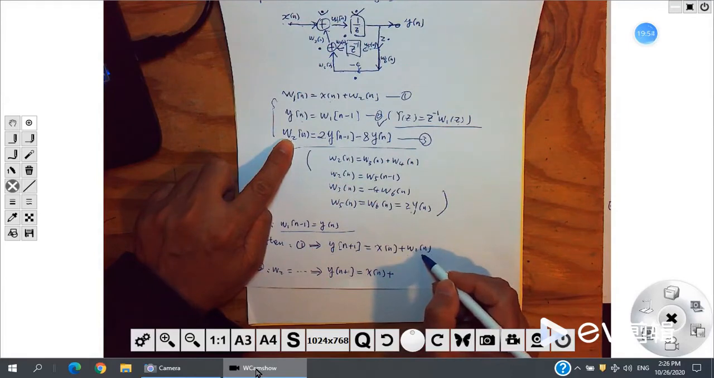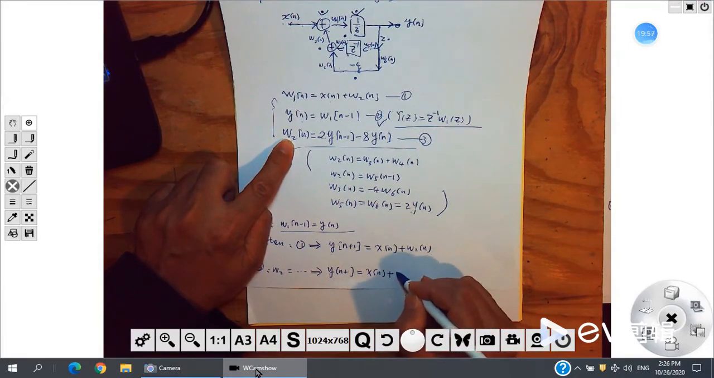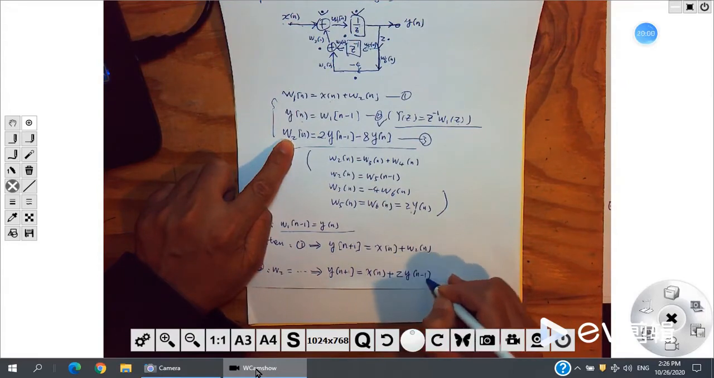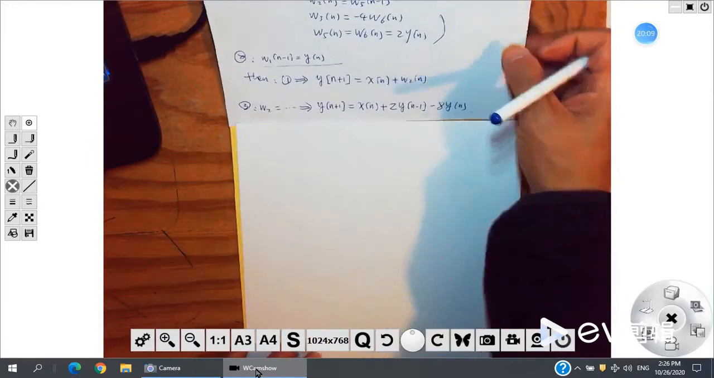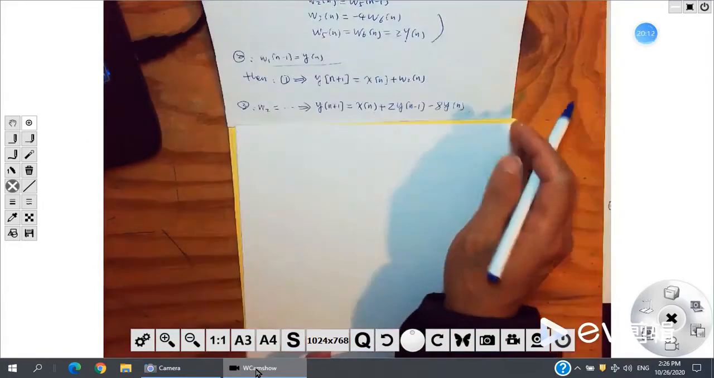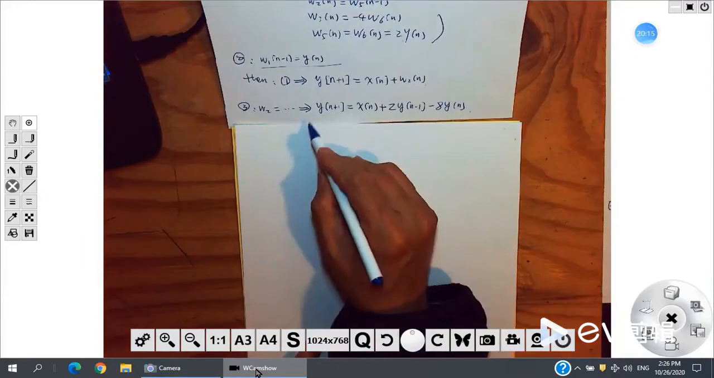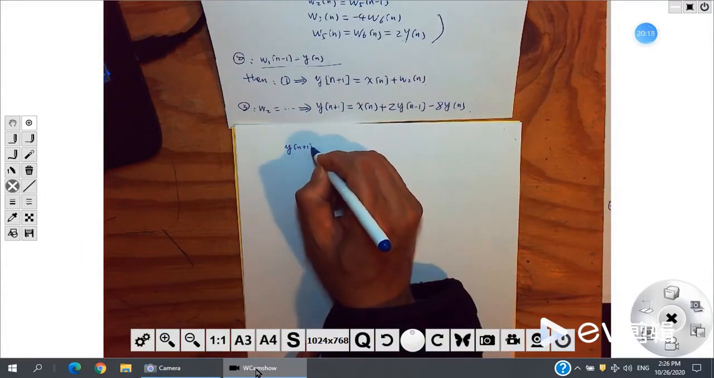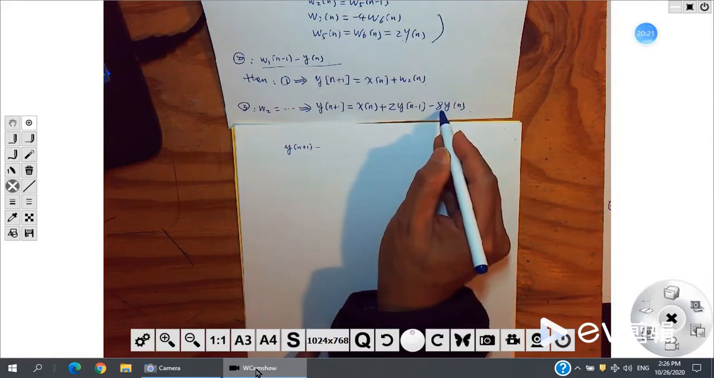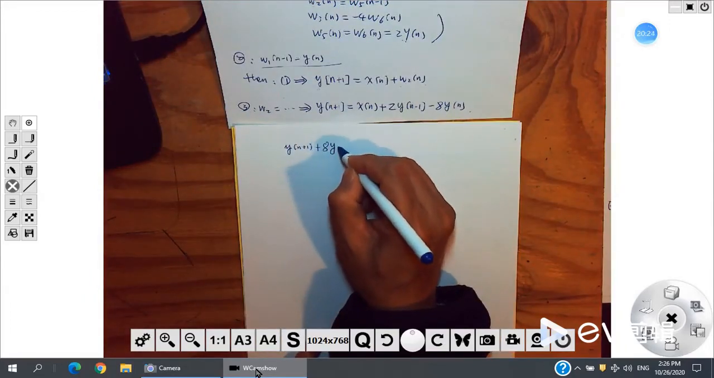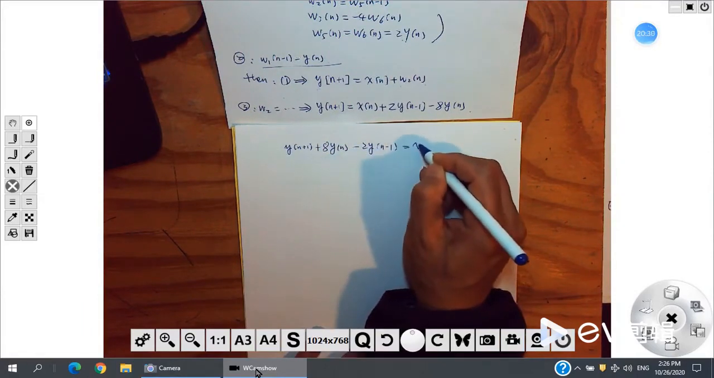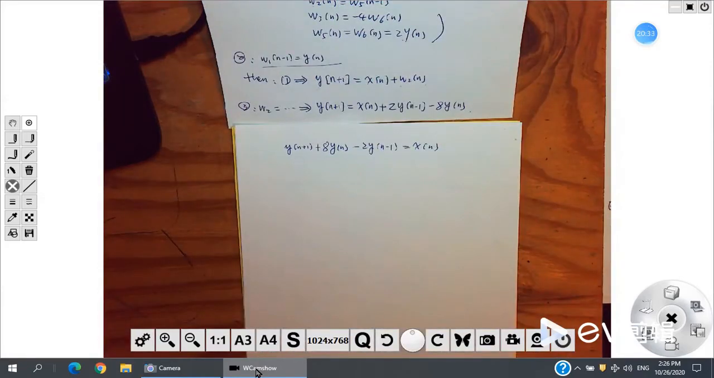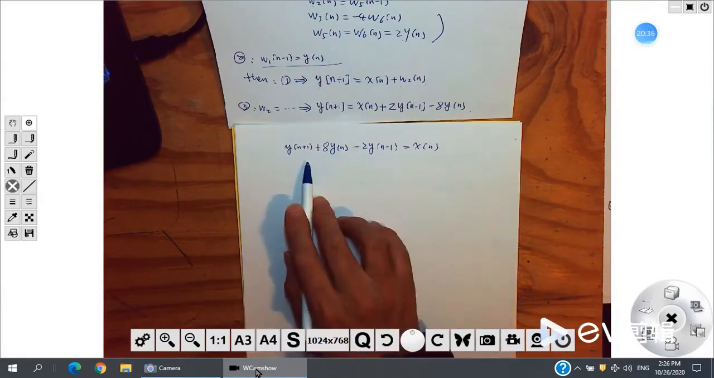Then it is 2 of y of n minus 1 minus 8 y of n. Alright, almost done. We need to put it in a standard way. We put all the input on one side and output on another side. So here's y of n plus 1, plus 8 of y of n, and minus 2 of y of n minus 1 equal to x of n. Right, we have the equation. One side is all the x terms, the other side is all the y terms.